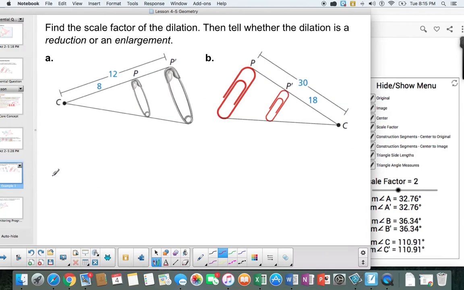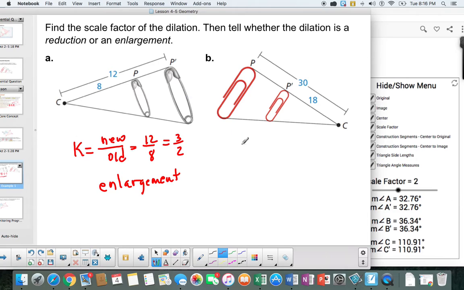Let's take a look at this. We'd like to find the scale factor, which is k, and that is the new distance divided by the old distance. The new distance is here, C to P prime, which is 12. The old distance is C to P, which is 8, and that reduces to 3/2. 3/2 is greater than 1, so this is an enlargement. And we can see that the safety pin is bigger.